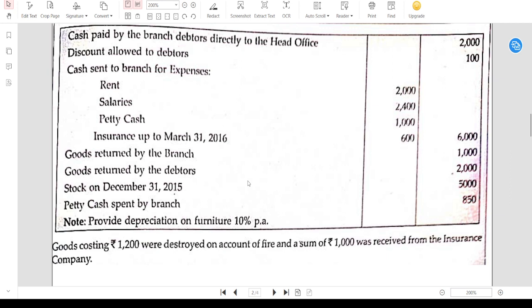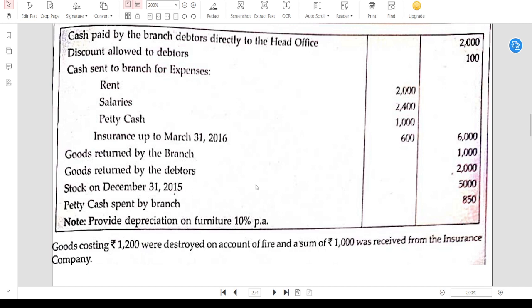So now the total is 3000, 4000, 6000. Okay, that is what is done. Acha guys, after this, we have some goods returned by the branch. So when goods are returned by the branch, we can write here by goods sent to branch. How much is returned, sir? 1000 rupees, correct? 1000 rupees is returned.